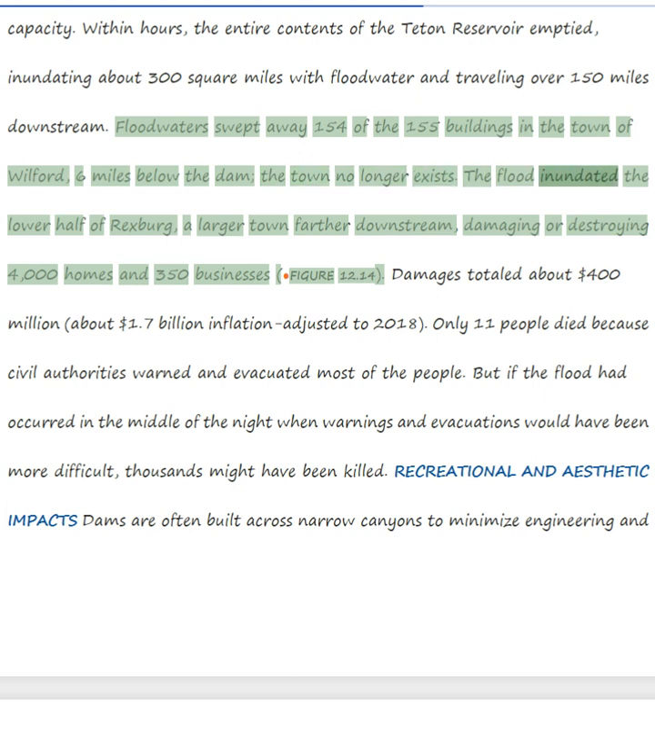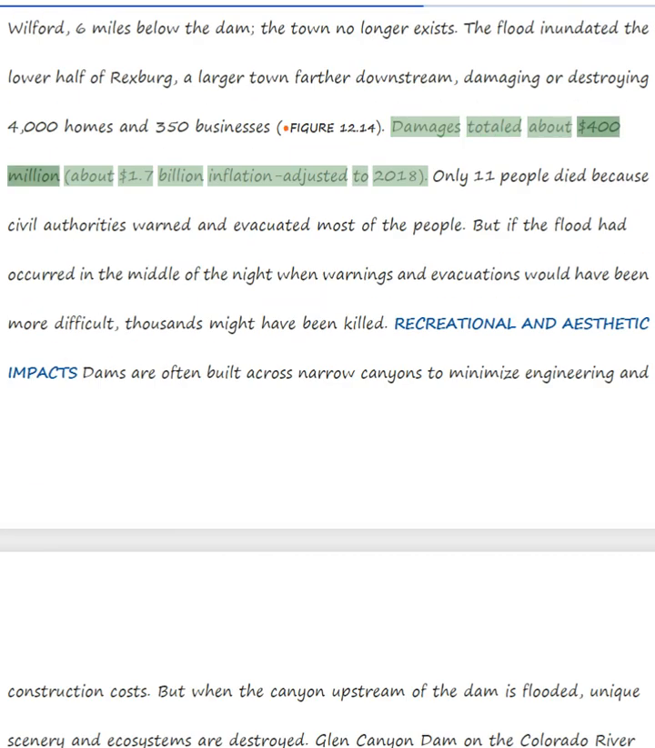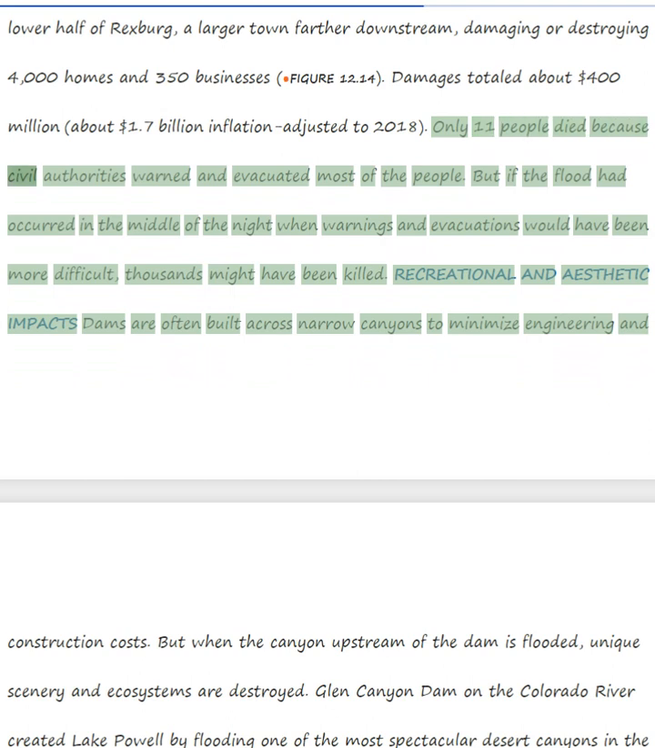The flood inundated the lower half of Rexburg, a larger town farther downstream, damaging or destroying 4,000 homes and 350 businesses. Damages totaled about $400 million. Only 11 people died because civil authorities warned and evacuated most of the people. But if the flood had occurred in the middle of the night when warnings and evacuations would have been more difficult, thousands might have been killed.